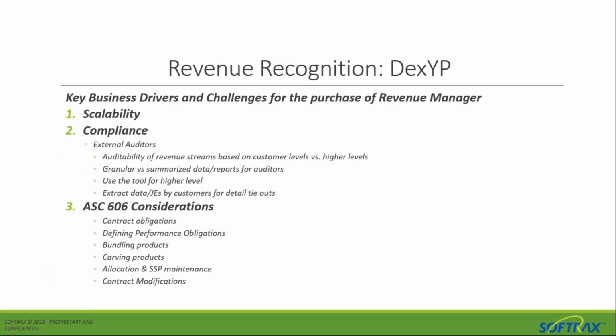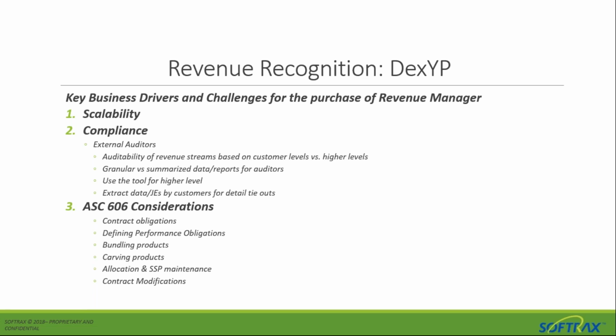So let's talk about then the key business drivers and the challenges for the purchase of Revenue Manager. So again, we're just going to kind of summarize and explain why DexYP chose Revenue Manager. So we labeled 3 business drivers: scalability, compliance, and then ASC 606 additional considerations. So we separated compliance and considerations a little bit there. Scalability is kind of obvious, the huge amount of transactions going through the system and then being able to grow. So, those mergers and acquisitions and all the data coming in.